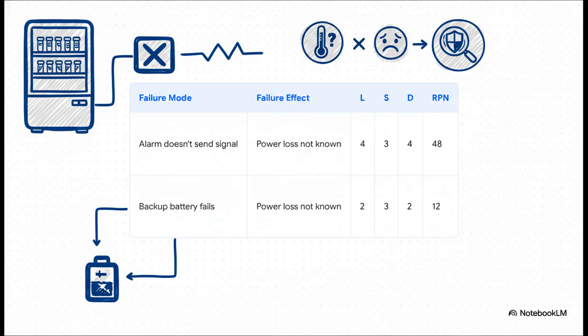Let's go back to our vaccine example, but this time, let's look at the freezer alarm. A possible failure? The alarm doesn't send out a signal. So we rate its likelihood, its severity, and then its detection. Now here's a key point. A high detection score is bad. It means it's really hard to detect. So we multiply those three numbers, and boom, we get a risk priority number, or RPN, of 48.